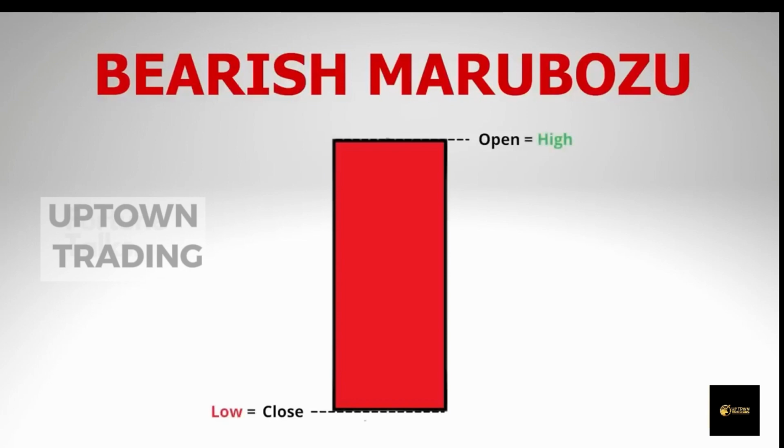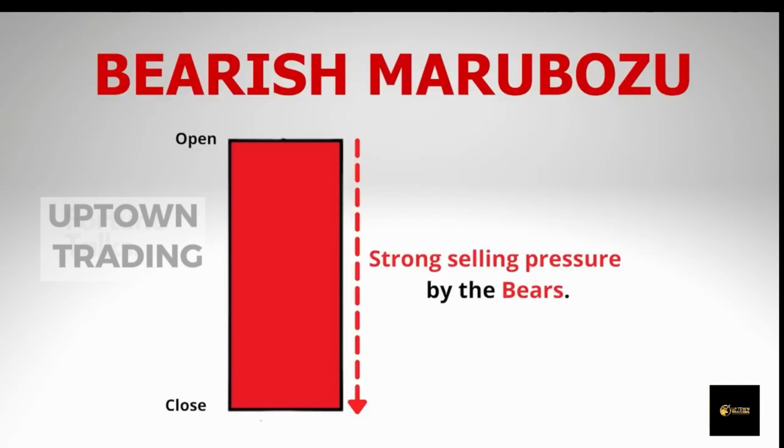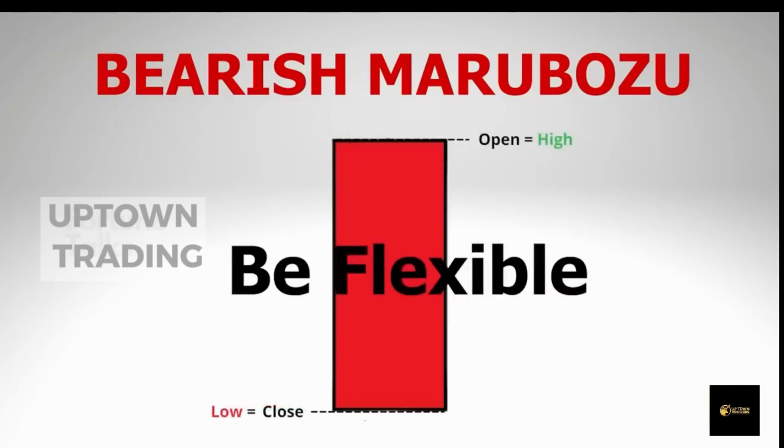In case of a bearish marubozu, the high price and the open price coincide, while the low and closing prices coincide. The candle has a big real body with no wicks on either end, indicating strong selling and a complete lack of buying or opposition from the bulls. As mentioned earlier, we can be a little bit flexible when trading in real markets.